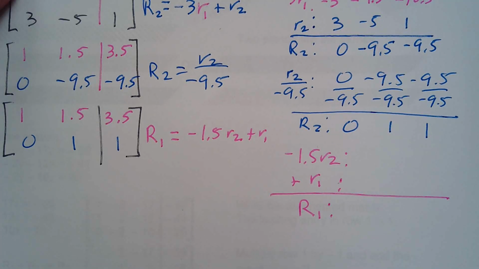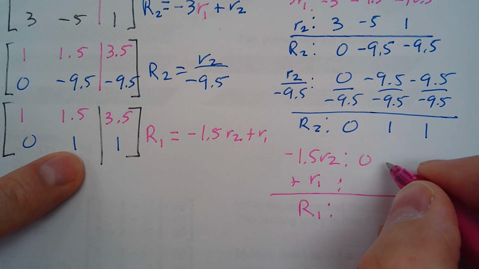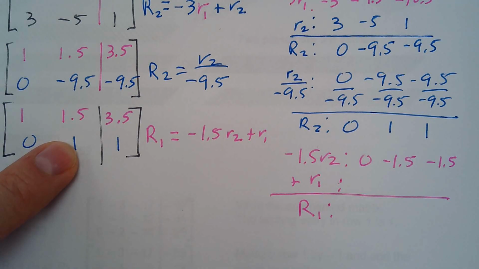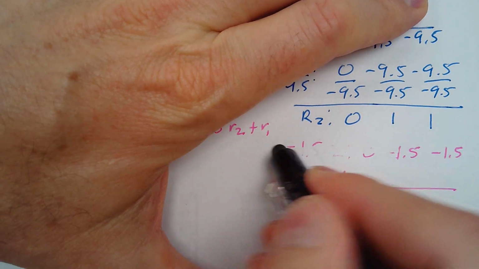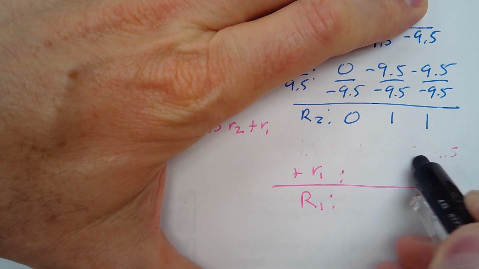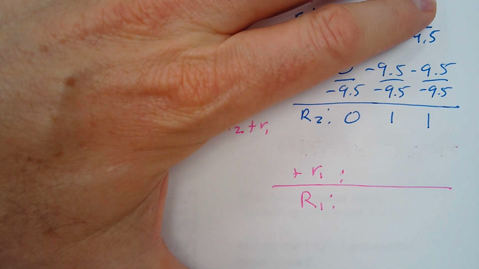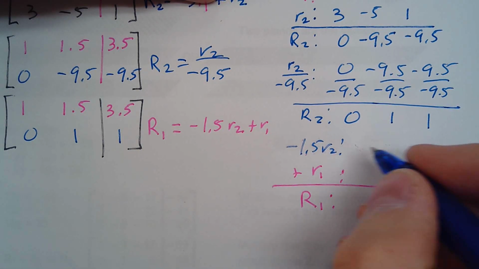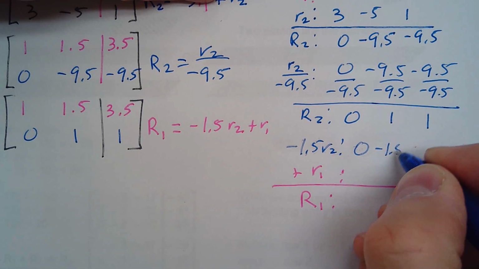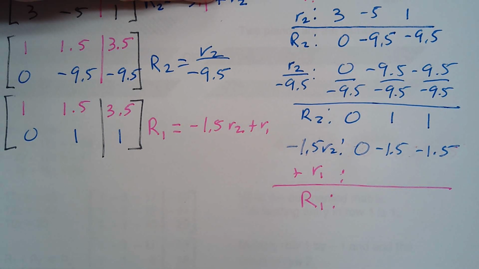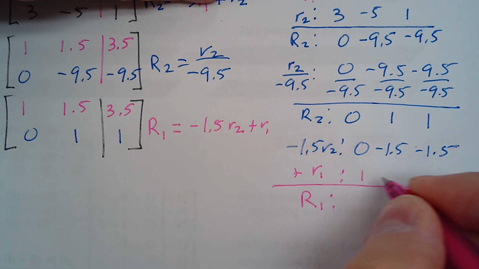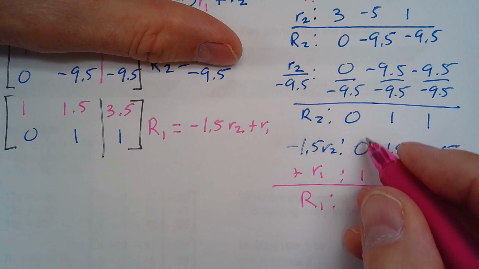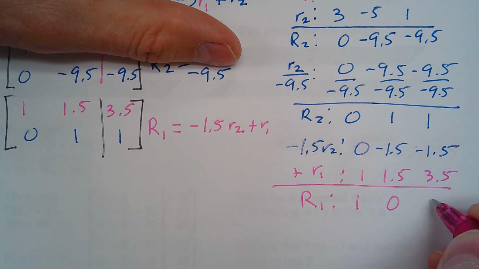Okay, so this is 0, negative 1.5, negative 1.5. Did the wrong color, didn't I? My bad on that. Let me try that again. So that was 0, negative 1.5, negative 1.5. Row 1 is still this 1, 1.5, and 3.5. So when I add these together, that's 1, that's 0, and that becomes 2.